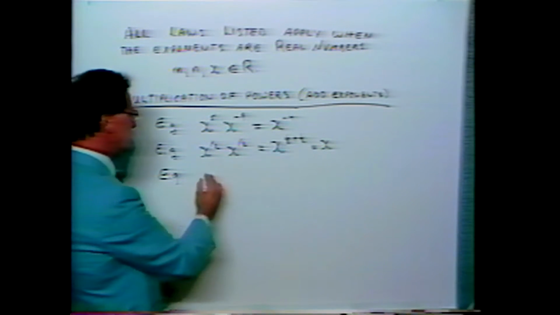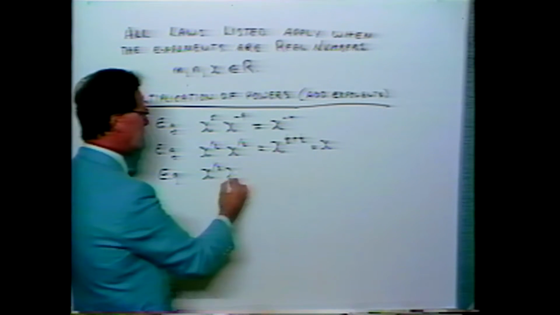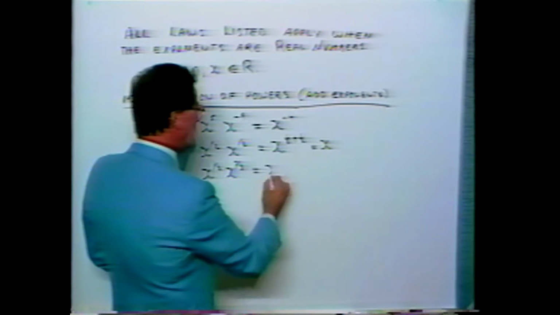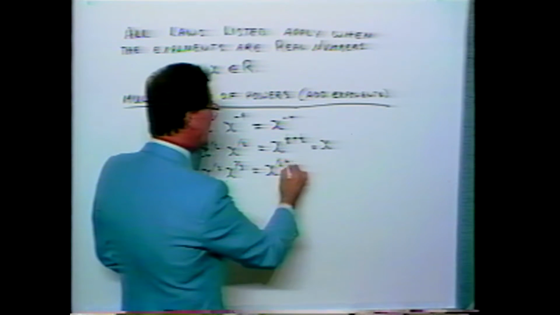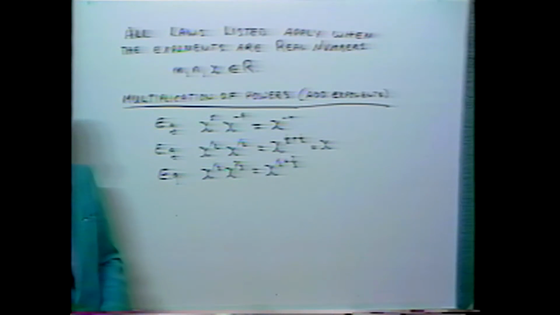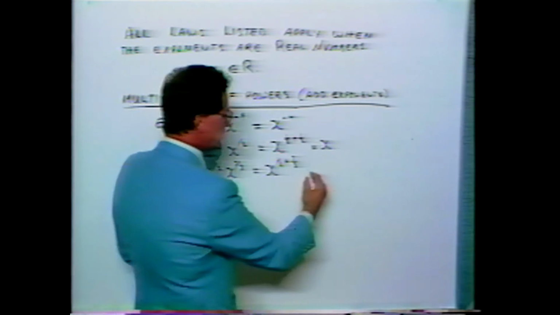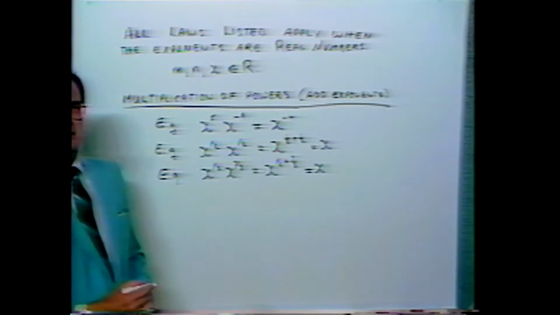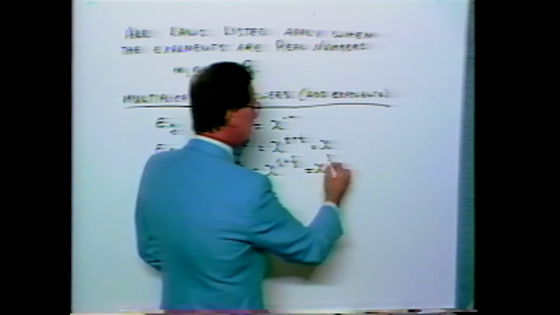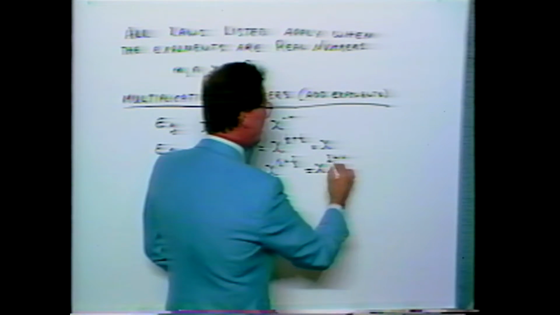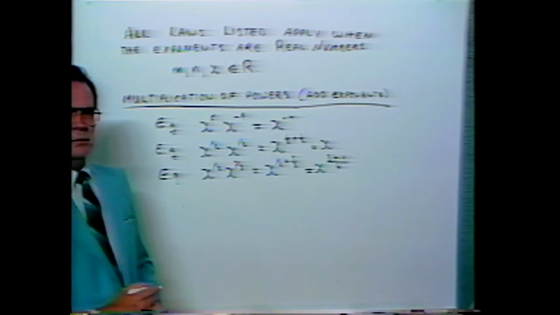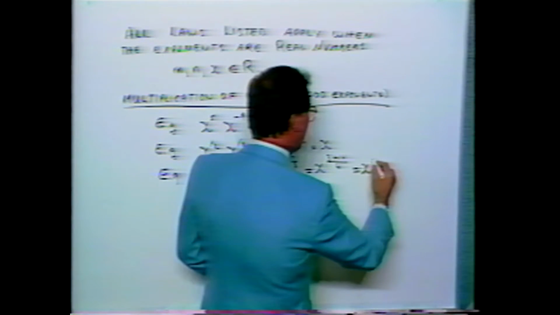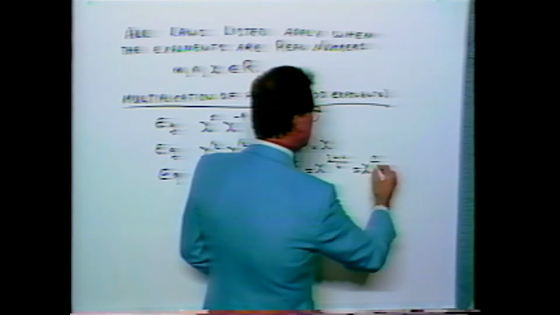Another example, x to the 1/2 times x to the 7/3 is equal to x to the 1/2 plus 7/3. Adding these fractions will result in 3 plus 14 over the common denominator 6. The final result, when simplified, is x to the 17/6.